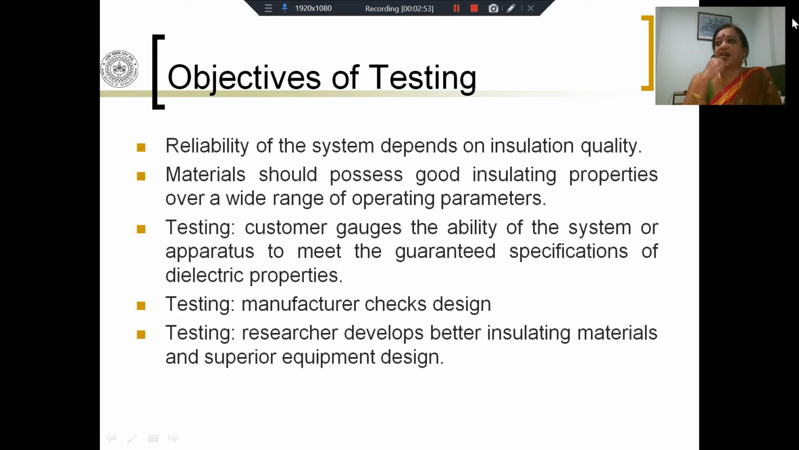The manufacturer checks design. Whenever you go for a new design, there are certain tests which have to be performed, some on all the units, some on some of the units, to ensure that the design will serve the purpose. And lastly, testing is what the researcher resorts to in order to design a better insulation system, to design a new material, or to incorporate a new material into the design. So for research purposes, for design purposes, as well as for customer purposes, testing is of extreme importance.